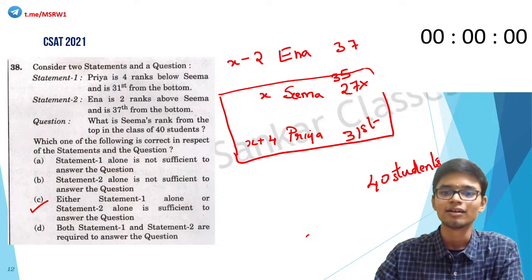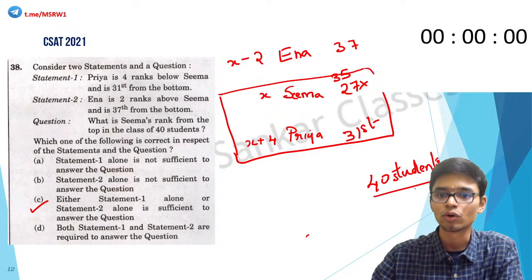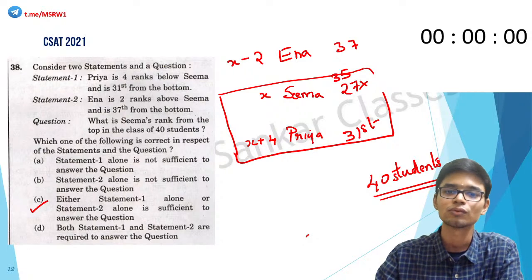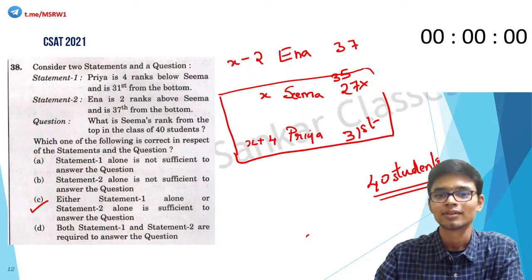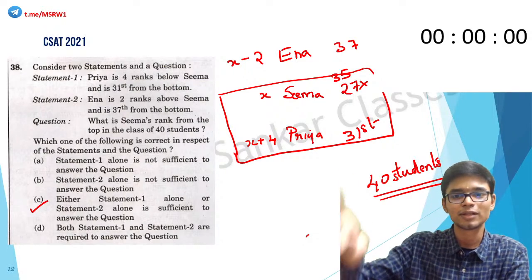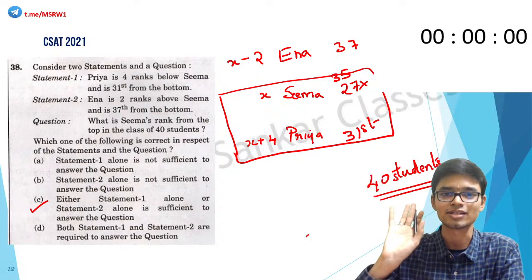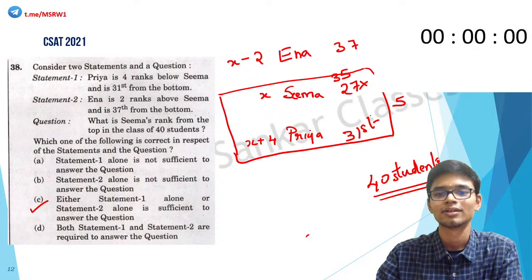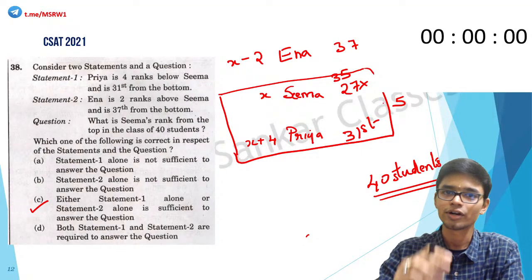With this data and by knowing that we have 40 students in the class, we can easily identify Seema's rank from the top. Yes or no? Correct? She is 35th from the bottom. There are totally 40 students. So Seema's rank is 5. Correct? We already got the answer.